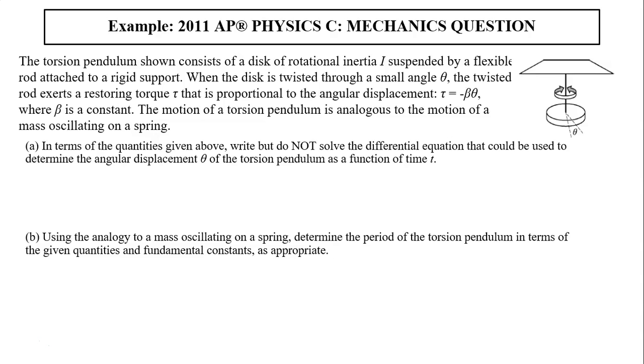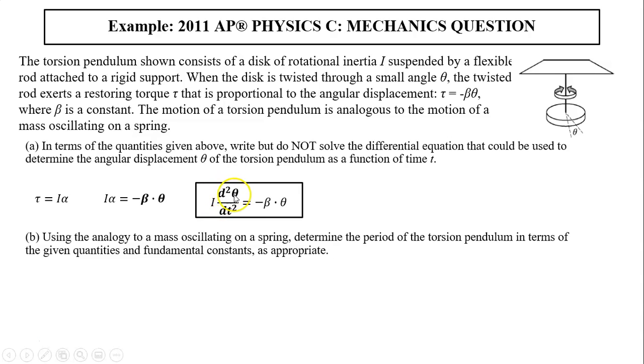The motion of a torsion pendulum is analogous to the motion of a mass oscillating on a spring. In terms of the quantities given above, do not solve the differential equation. You need to write the differential equation that could be used to determine the displacement theta of the torsion pendulum. So you start from torque equals negative beta theta. We know torque equals I alpha, that's Newton's second law. Set the two equal to each other. What is alpha? For the differential equation, alpha is the second derivative of theta with respect to t. So it's I d squared theta over dt squared equals negative beta theta.